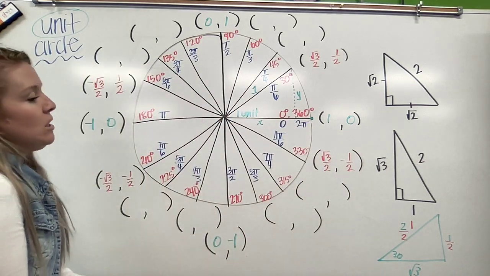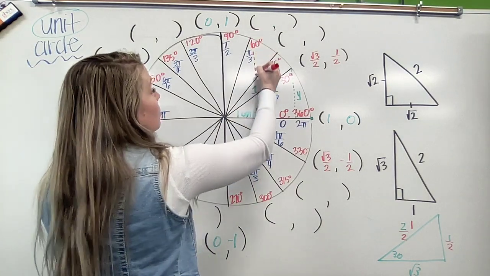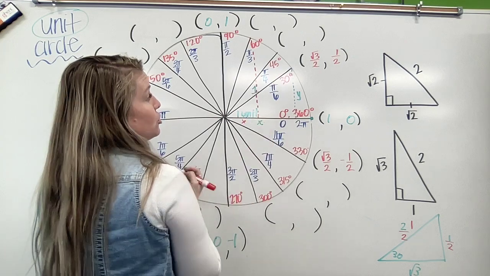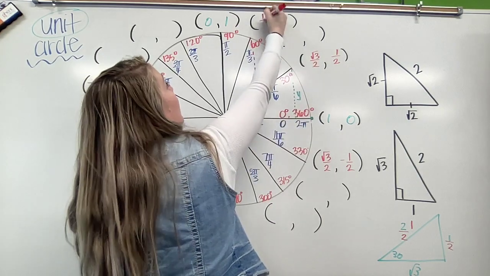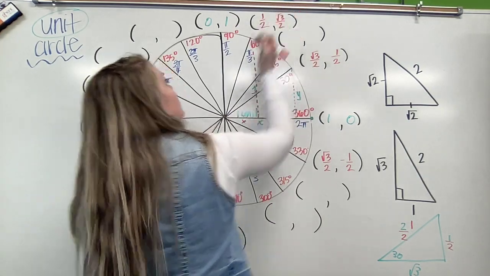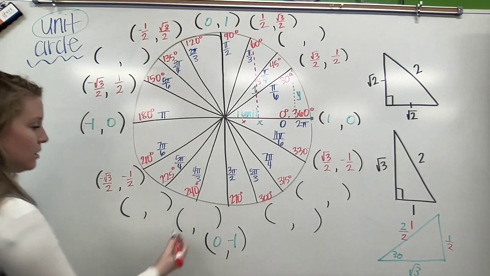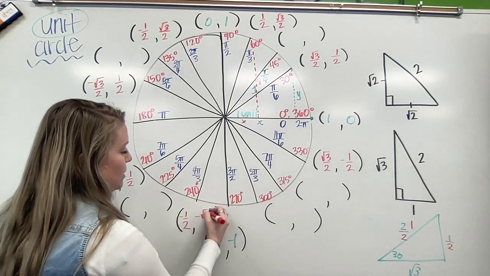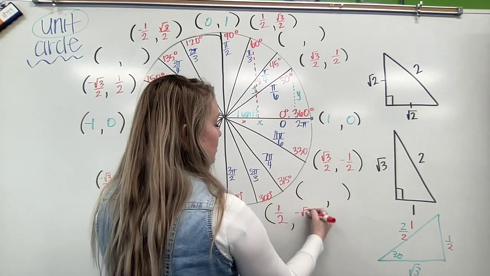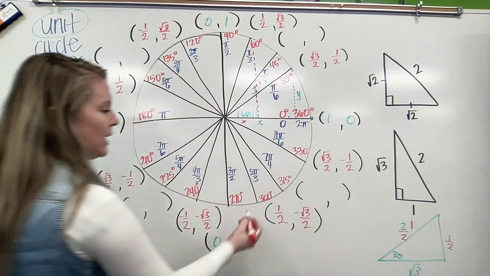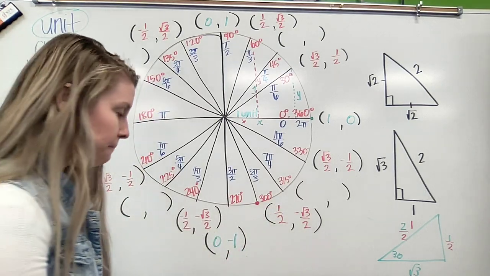Okay. The 60-degree reference angle is very similar, but now the x is the short side and y is the long side. So we're going to flip that point. Now we're at 1/2, √3/2. Negative 1/2, √3/2. Negative 1/2, negative √3/2. And positive 1/2, negative √3/2. So again, we're just describing the position of that point on the outside of our circle.